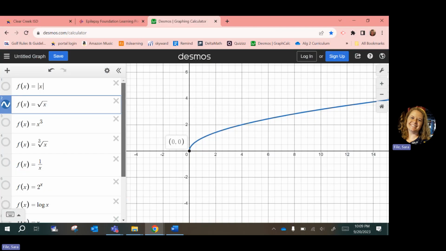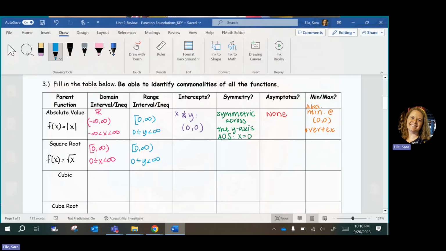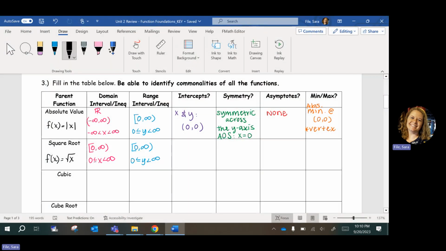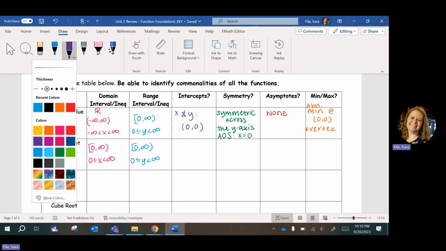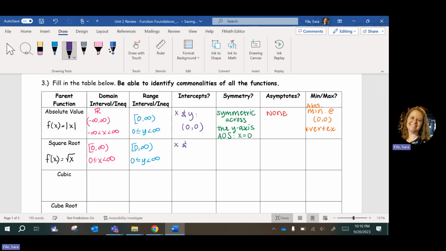All right, now intercepts and symmetry. So this one has a point at 0, 0. So that's both the x and the y-intercept. And it doesn't cross the x or y axis anywhere else. So it is only the origin, and it is the x and the y-intercept.